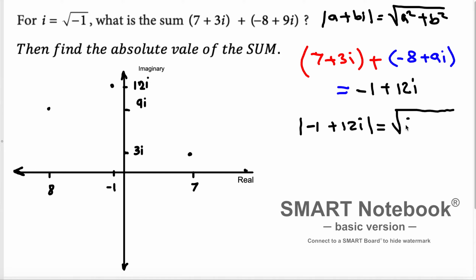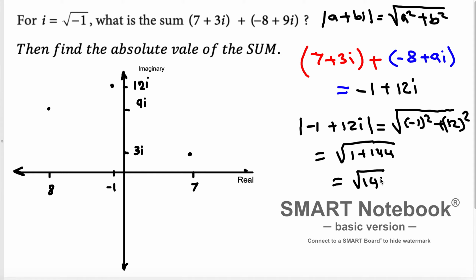Now, minus 1 squared plus 12 squared. What's going to happen here is 1 plus 12 squared, which is 144. If we add both together, the result is 145. So the magnitude or the absolute value of the sum of these two complex numbers is the square root of 145.